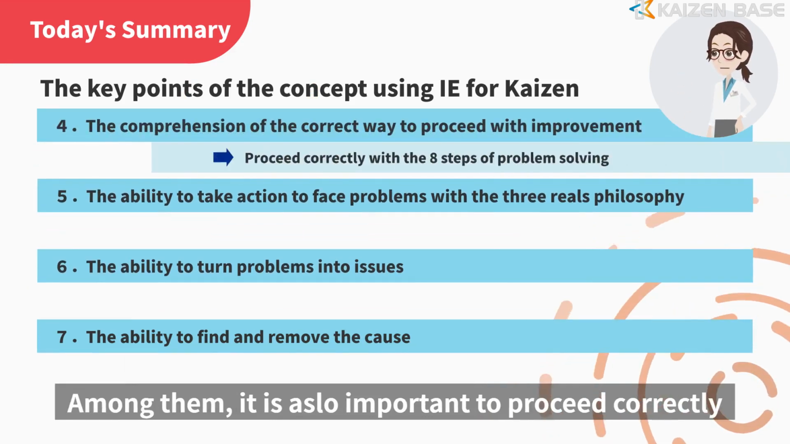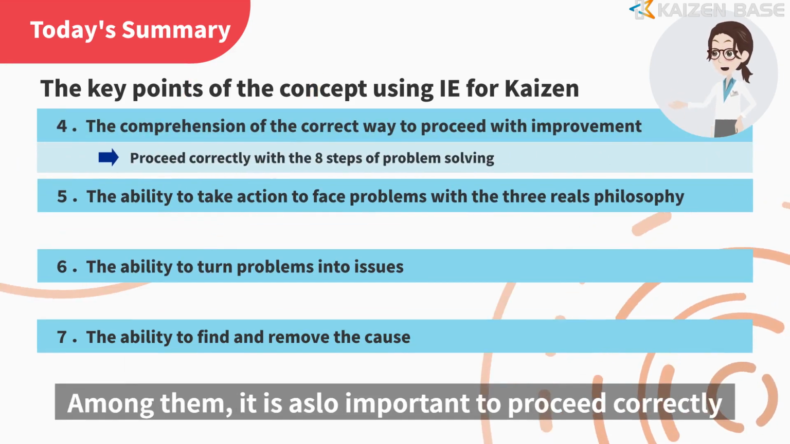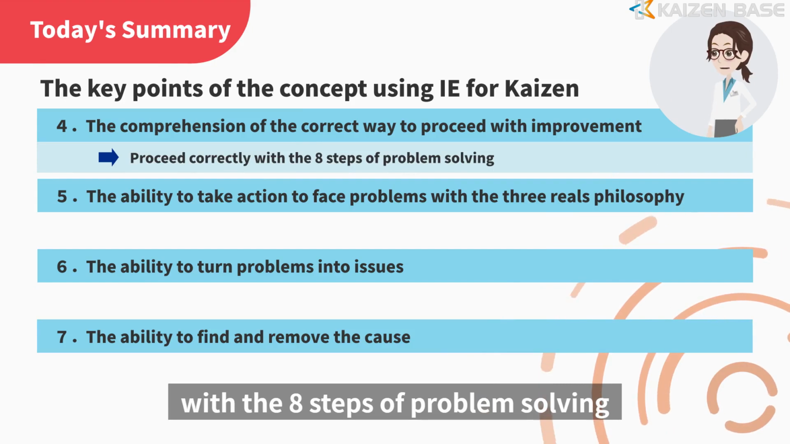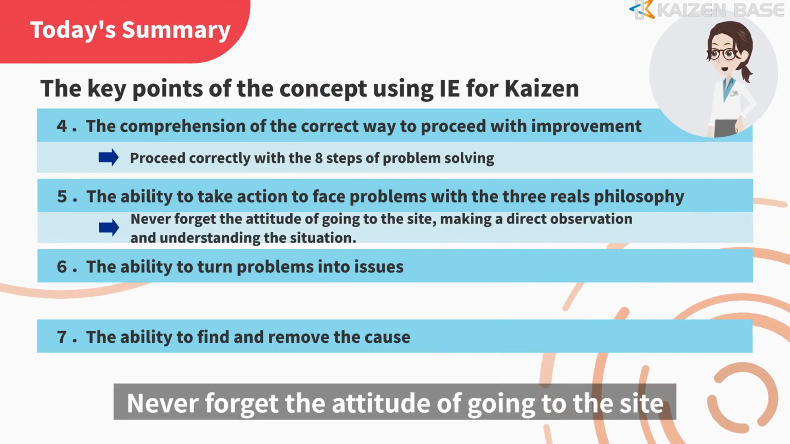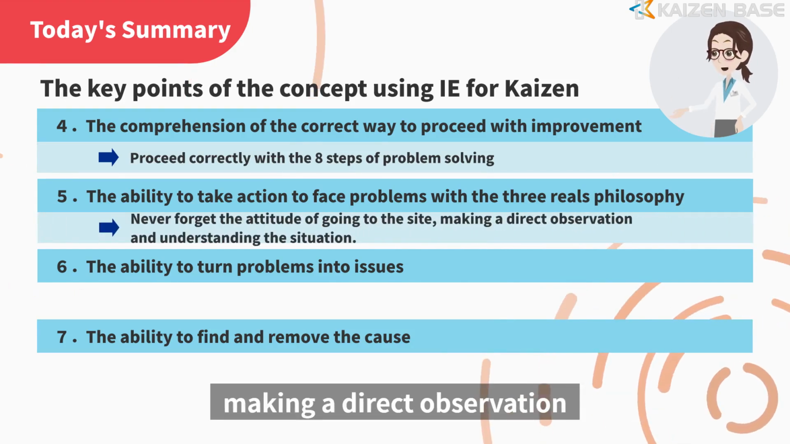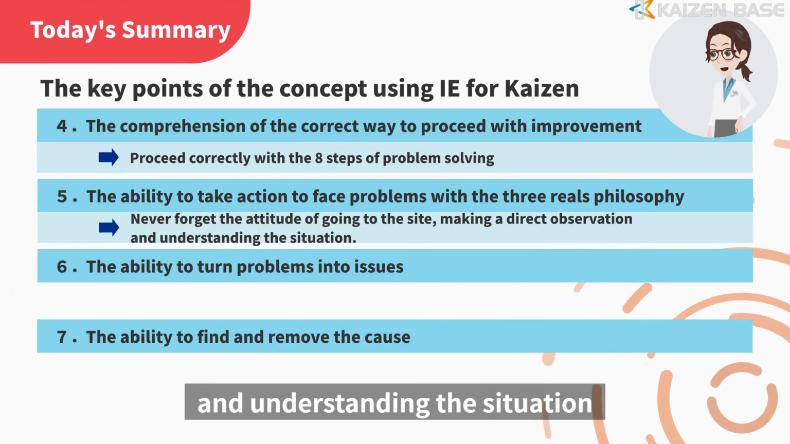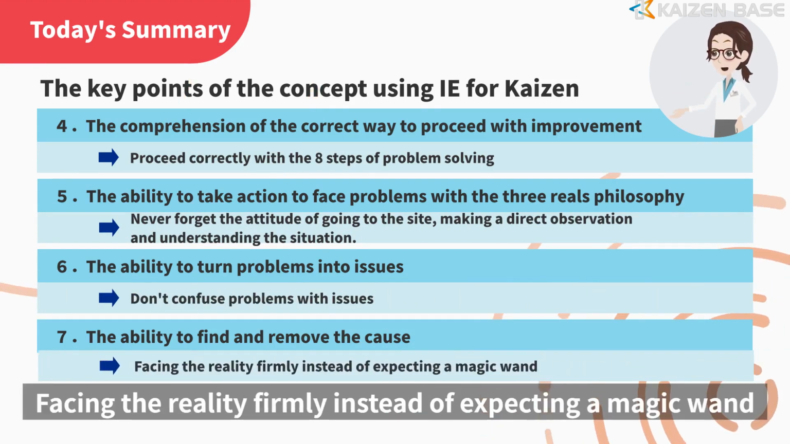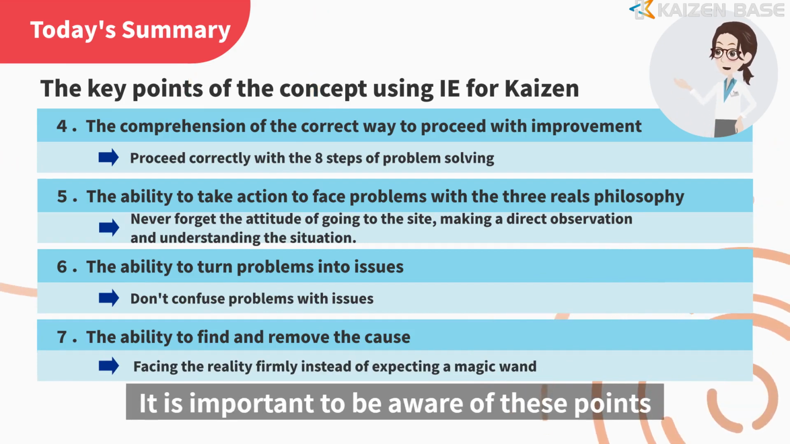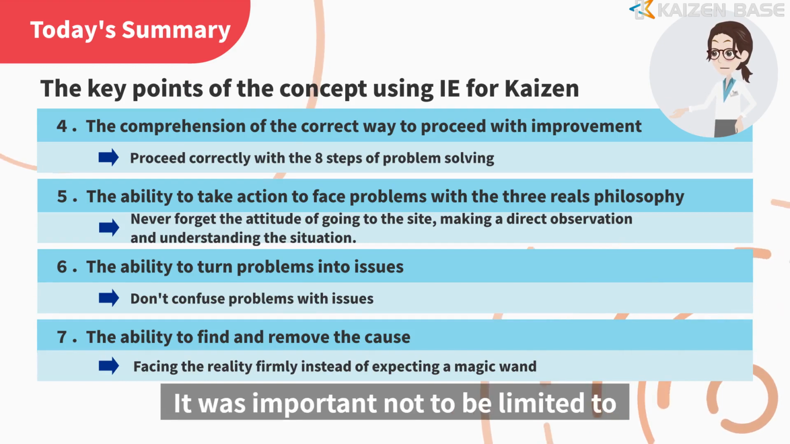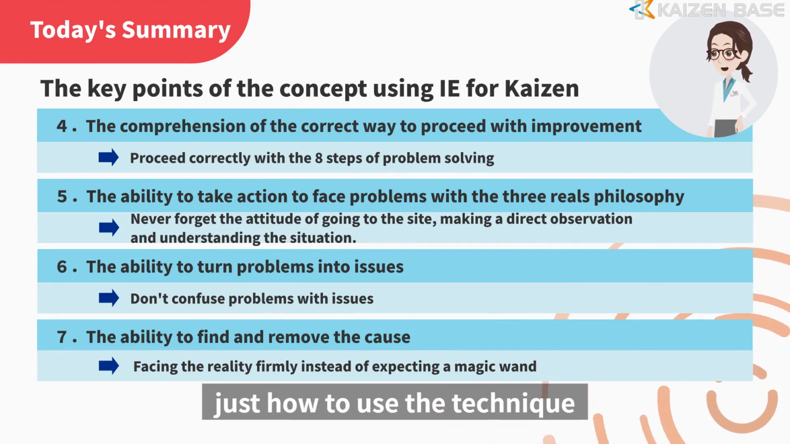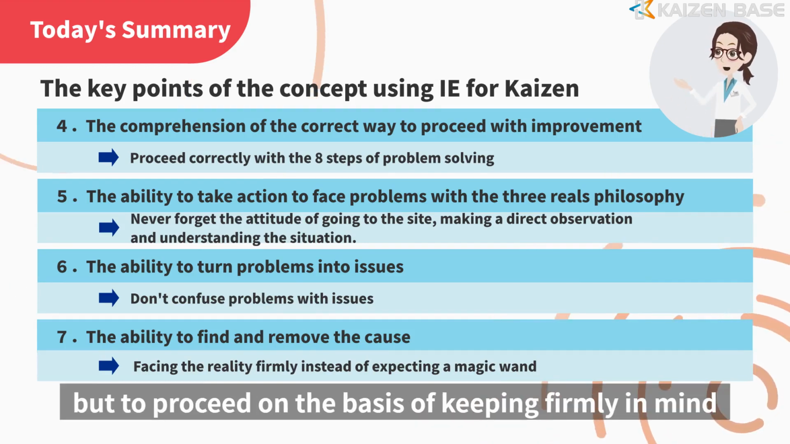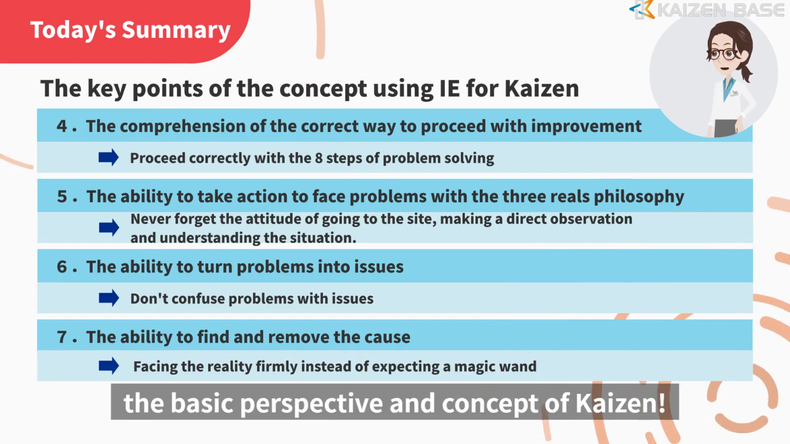Among them, it is also important to proceed correctly with the 8 steps of problem solving. Never forget the attitude of going to the site, making a direct observation and understanding the situation. Don't confuse problems with issues. Facing the reality firmly instead of expecting a magic wand. It is important to be aware of these points. It was important not to be limited to just how to use the technique, but to proceed on the basis of keeping firmly in mind the basic perspective and concept of Kaizen.